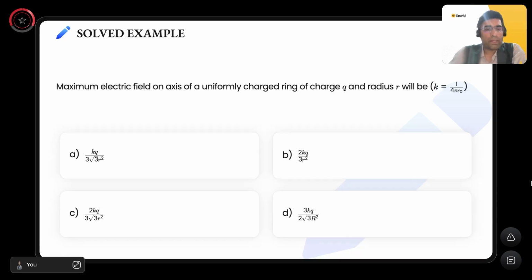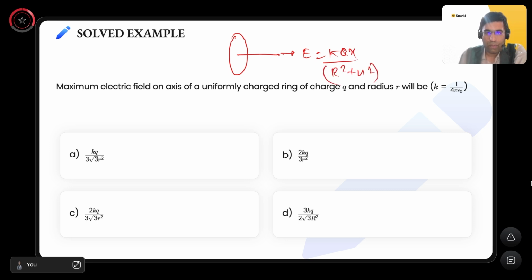Maximum electric field on the axis of a uniformly charged ring. So how much is the electric field on the axis? Let's first write the formula. So electric field is kqx upon (r square plus x square) to the power 3 by 2. This is the formula and it's a very important formula at a distance x. Now we know that electric field is maximum when x will be equal to r upon root 2. How will we find it out?